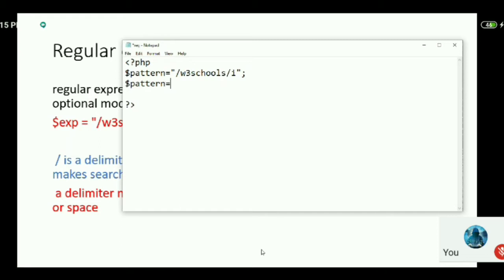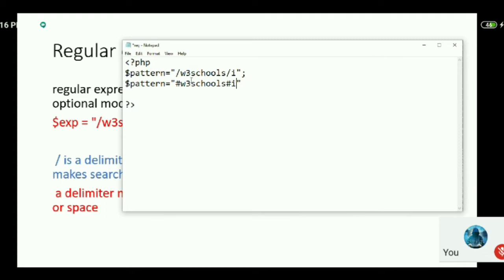You can type pattern equal to, you can put a hash before this, type W3 schools, and another hash like this. So here I can say that this is called a pattern. Instead of slash, I'm using a hash here, and after that hash, I'm typing I. That means this pattern will match whether it is capital or small letter, it will make a match here. So you can use slash or hash, or any other symbol apart from letters or special cases like that.